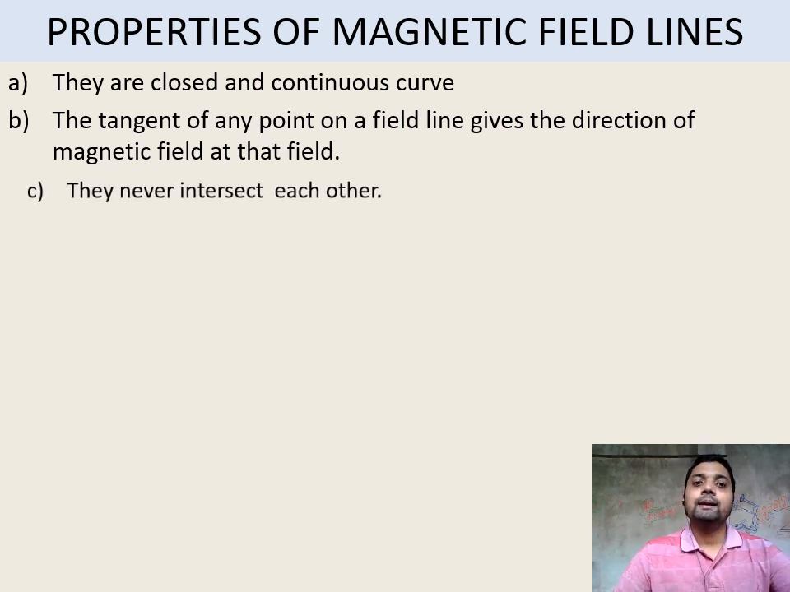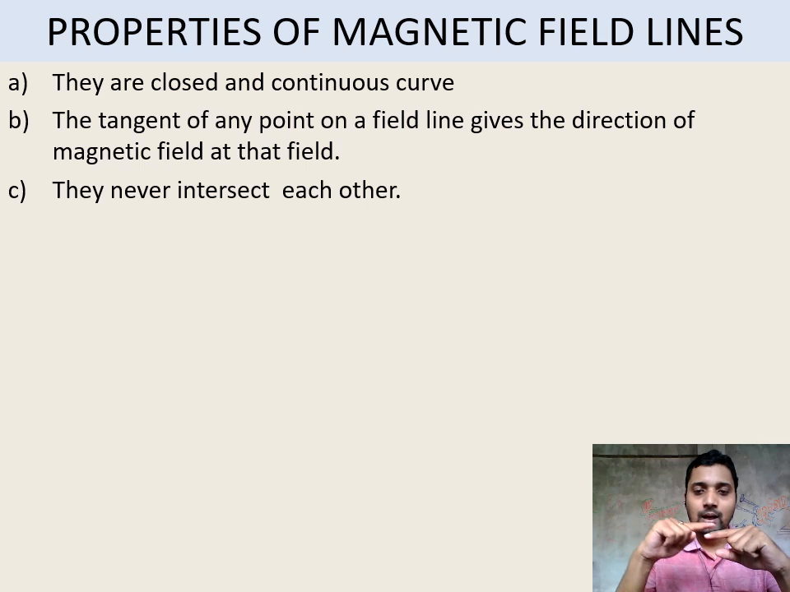Third, they never intersect each other. That means one line goes from north to south, another also starts from north to south, but in the middle there will not be any point of intersection. Why not? If two lines intersect, then at that same point there would be two tangents, giving two directions of the magnetic field at one point, which is not possible. For that reason they never intersect each other.